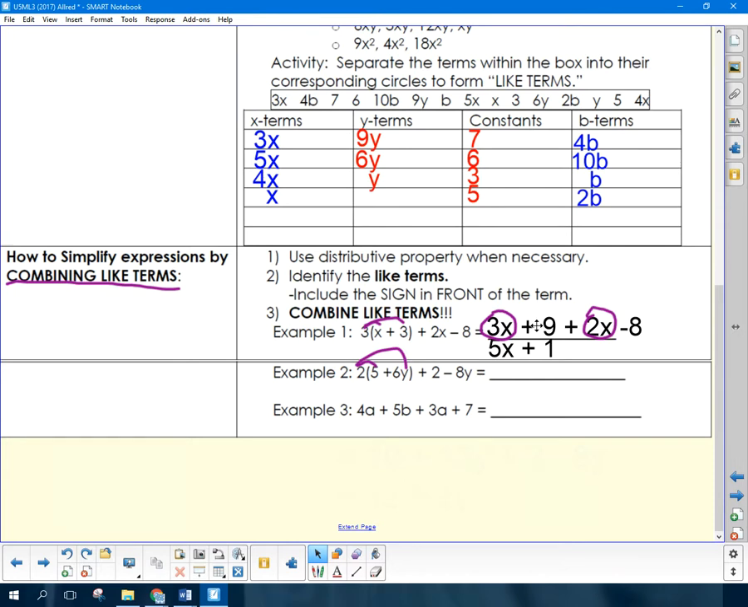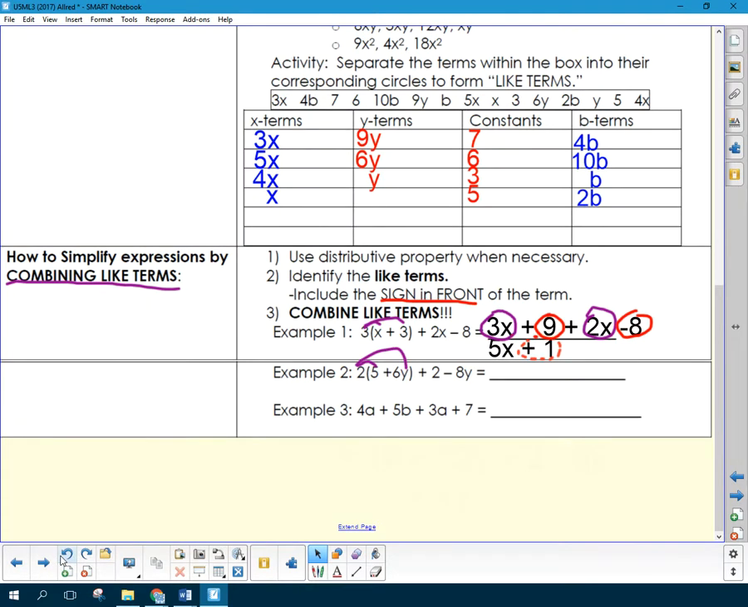Okay, plus 9. So I see this plus 9. The 9 can go with the 8. But the 8 has a subtraction sign in front of it. So because the 8 has a subtraction sign in front of it, that's what I mean when I say include the sign in front of the term. Positive 9 minus 8 is positive 1. So I'm going to write it there in my final expression as 5x plus 1.